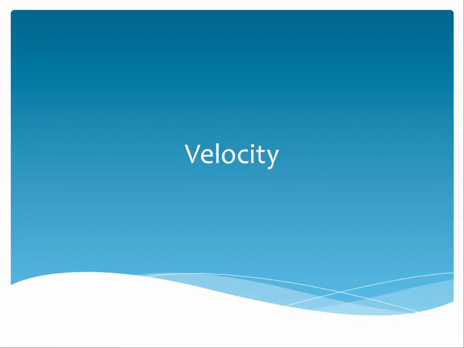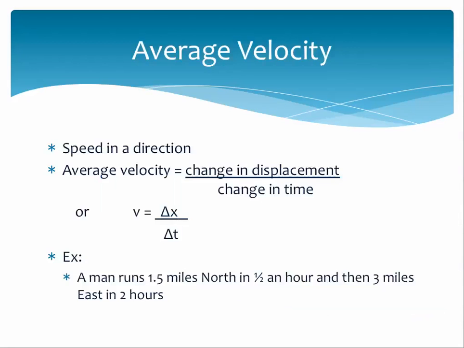Let's talk a little bit about velocity. There are two different types of velocity. We have average velocity and instantaneous velocity. The average velocity is the change in displacement divided by the change in time.